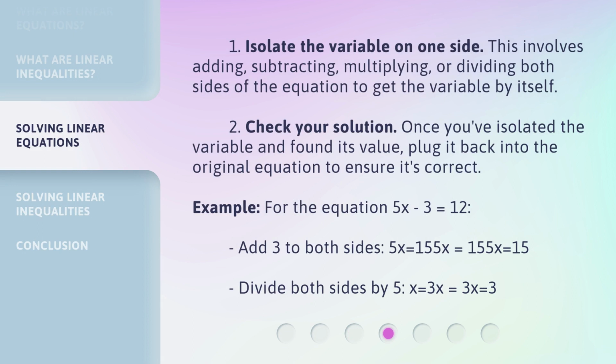1. Isolate the variable on one side. This involves adding, subtracting, multiplying, or dividing both sides of the equation to get the variable by itself. 2. Check your solution. Once you've isolated the variable and found its value, plug it back into the original equation to ensure it's correct. Example: for the equation 5x - 3 = 12, add 3 to both sides.